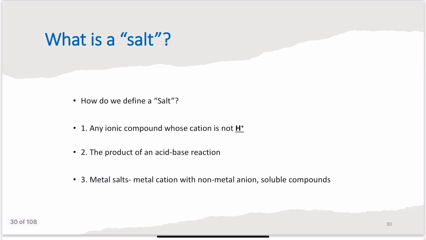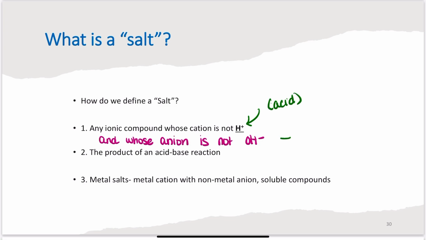So what is a salt? I've talked about it a little bit, but I don't know if I've actually defined it. A salt is any ionic compound whose cation is not H+, and whose anion is not OH-. Because if the cation was H+, it would be an acid. If its anion was OH-, it would be a base. So an ionic compound that does not have H+ as its cation or OH- as its anion is a salt.